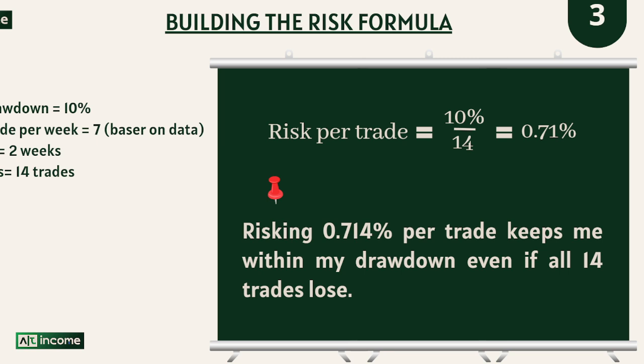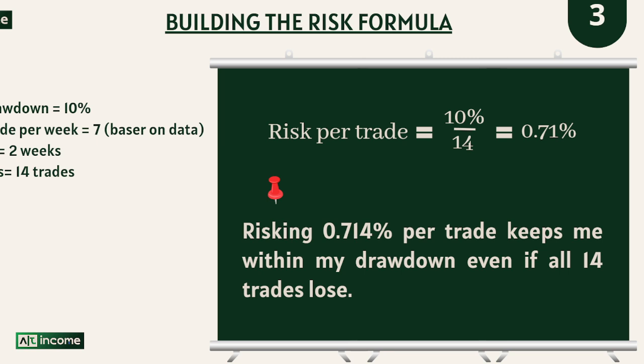Okay, so this is the risk formula now. What I want to risk per trade is 10% of the drawdown divided by 14, which gives me 0.7. So let's say the drawdown is 5%. If I divide that by 14, I'm coming at 5 times 14, which is my total trade.